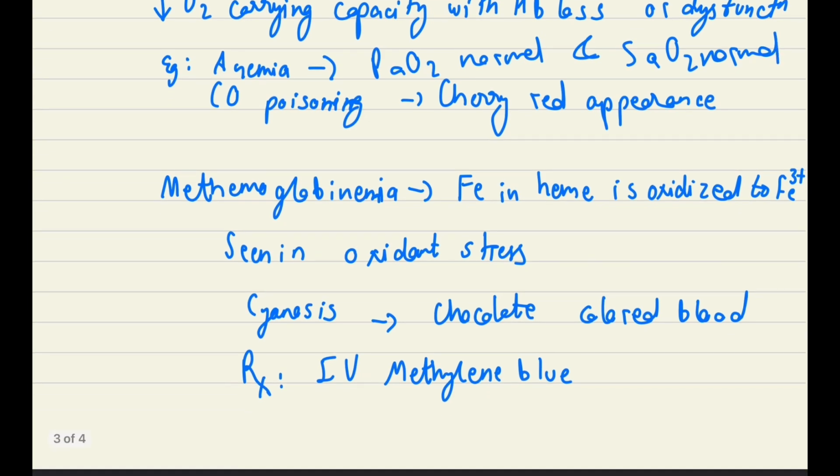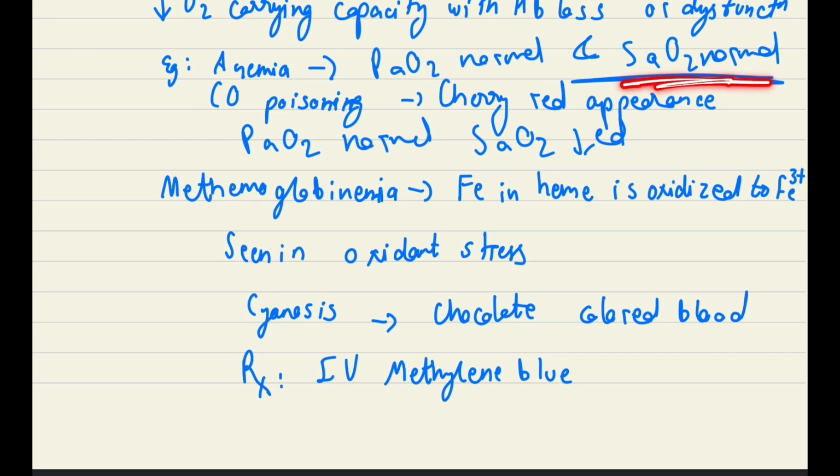In carbon monoxide poisoning, there is also decreased oxygen carrying capacity. In it, a cherry red appearance of skin is seen. Cherry red appearance of skin is the classic finding of carbon monoxide poisoning, because carbon monoxide binds to hemoglobin more avidly than oxygen. So there is also a normal partial pressure of oxygen, but the saturation of oxygen is decreased in this case. But in anemia it's normal. The classic finding, as I have already told, is cherry red appearance of skin.